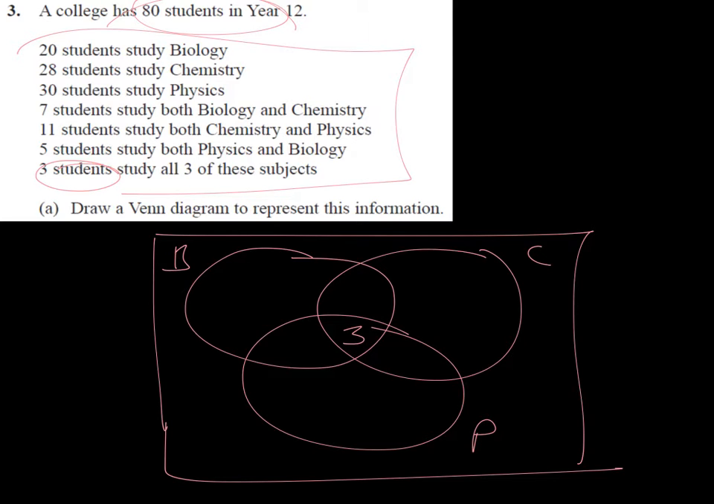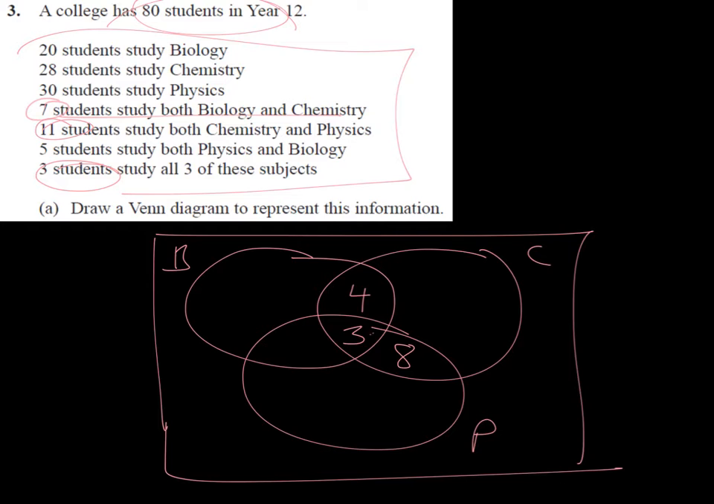So this section here is the intersection of biology and chemistry. So we know that in total there are 7 students who study both biology and chemistry, but 3 of them are already here. So 7 minus 3 is going to give you 4, so that's going to be there. If we have a look at this intersection here, this is the intersection of students studying chemistry and physics. We know that there are 11 students who study chemistry and physics, but there are 3 here, so we're going to do 11 minus 3 and we're going to get 8.